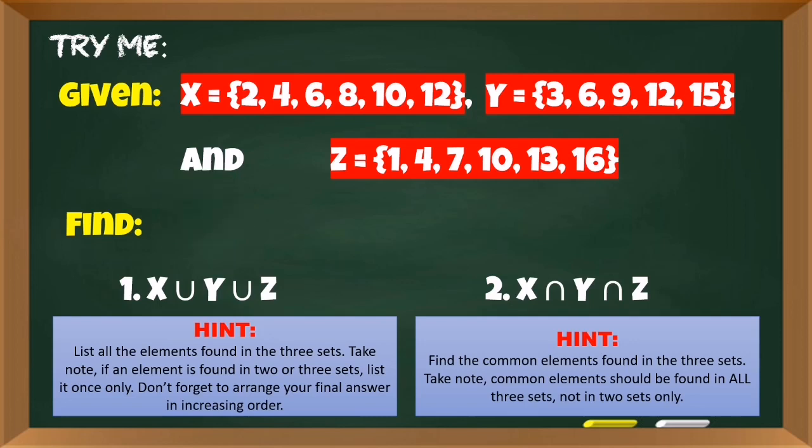And the hint for number 2, find the common elements found in the 3 sets. Take note, common elements should be found in all 3 sets, not in 2 sets only. Good luck! I will reveal the answer on our next video.